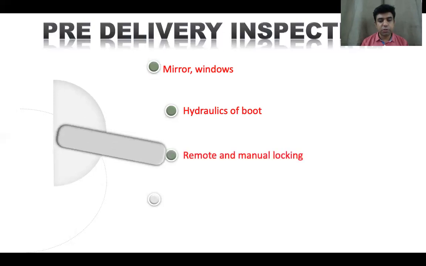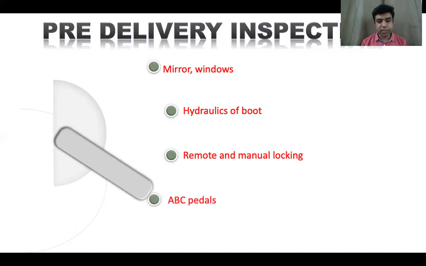Another thing is the remote and manual locking. If it is manually operated, then we also need to check whether it is working or not. And if it is remote operated, all the things need to be ensured. Next, check the ABC pedals. This is the main criterion. Accelerator, brake, and clutch pedals must all be in proper condition and properly operated, right? So that was all about the PDI.